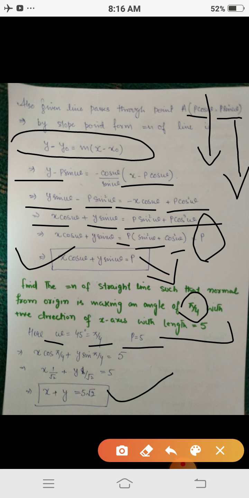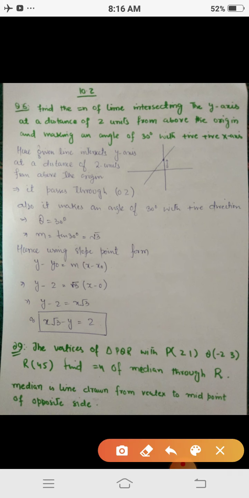So this is the equation in normal form of a straight line whose normal from the origin is making an angle pi by 4 with the positive direction of the x-axis and whose length is 5 units. Now simply start the exercise. The first 5 questions are easy. You can simply substitute the values in the first 3 forms which we already discussed.